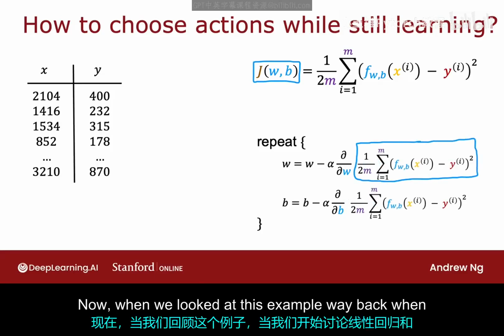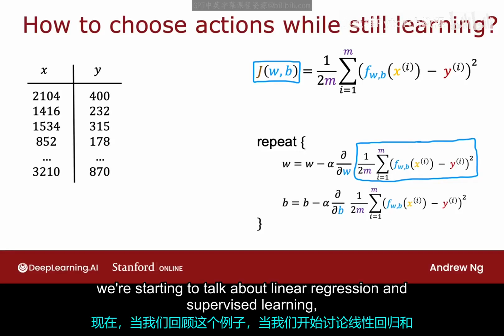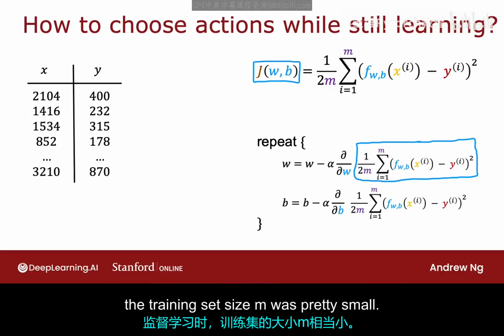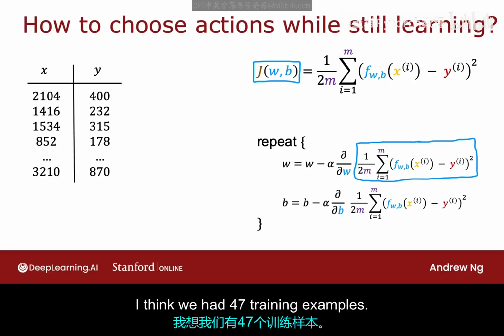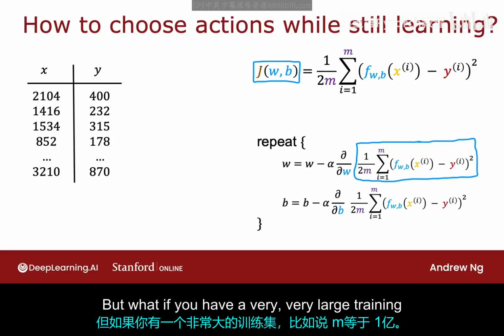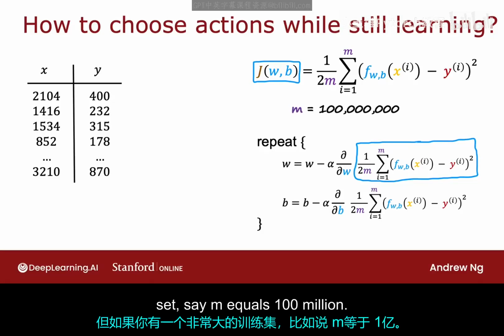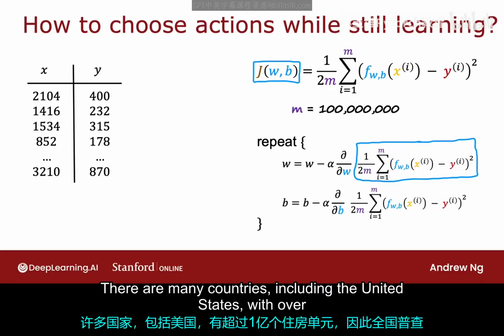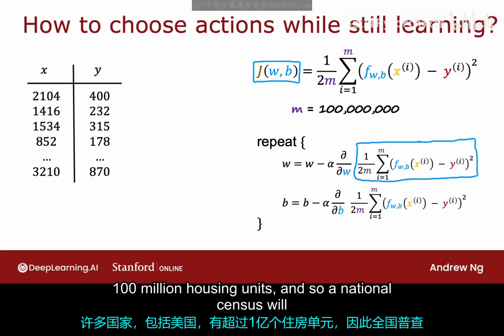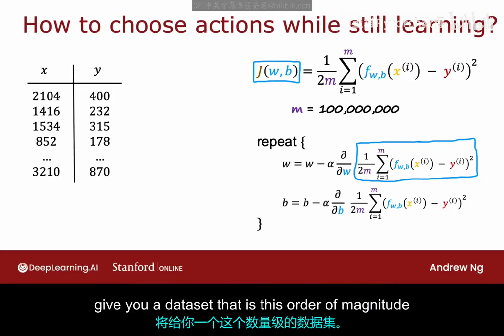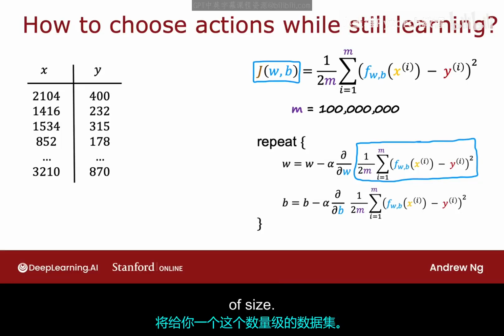Now, when we looked at this example way back when we're starting to talk about linear regression and supervised learning, the training set size M was pretty small. I think we had 47 training examples. But what if you have a very, very large training set, say M equals 100 million? There are many countries, including the United States, with over 100 million housing units. And so a national census will give you a data set that is this order of magnitude of size.